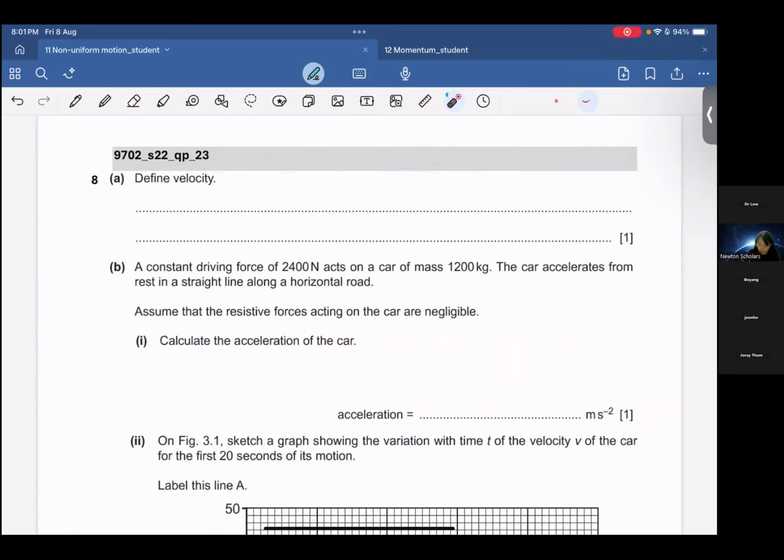Okay, velocity, easy. Velocity is the displacement divided by time. I already taught you, per unit time we call it rate. Rate of change of displacement. If you write rate of change of distance, we can mark you wrong, because velocity is a vector quantity, due to the displacement.